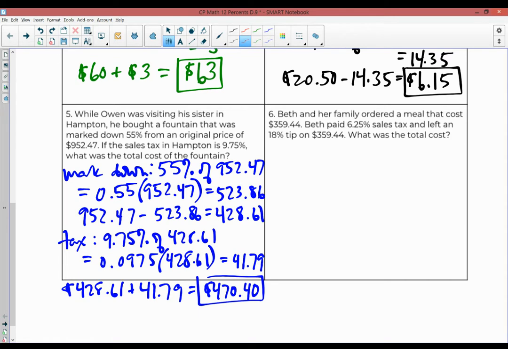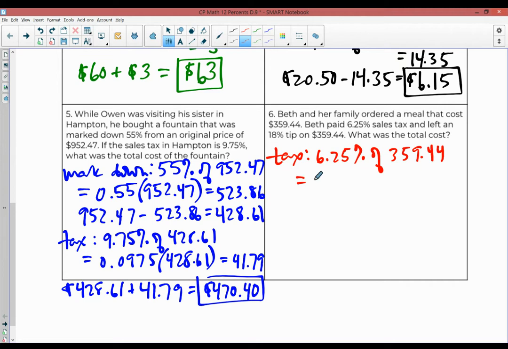All right, and then the last one. Beth and her family ordered a meal that cost $359.44. Beth paid 6.25% in sales tax and left an 18% tip on $359.44. What was the total cost? All right. So for the tax, that's 6.25% on just the meal itself.